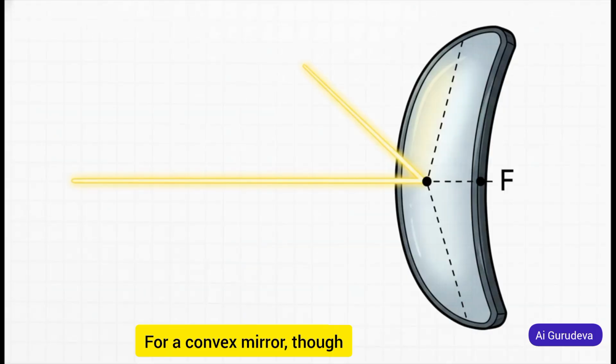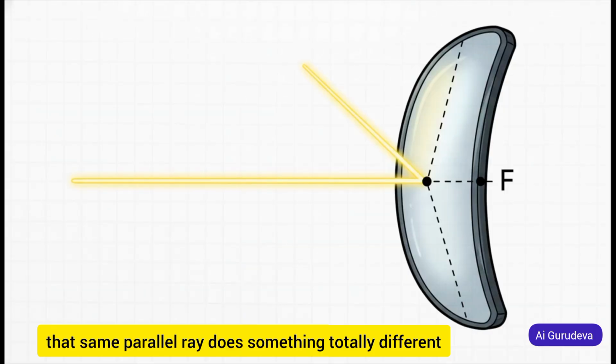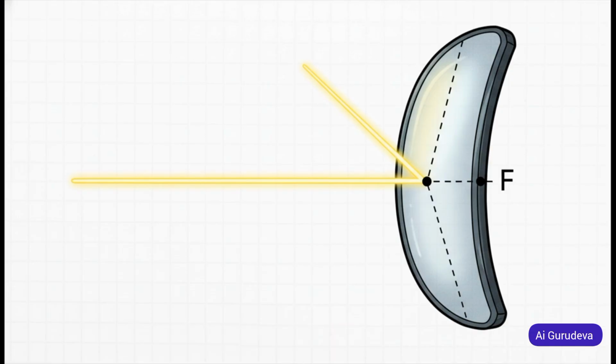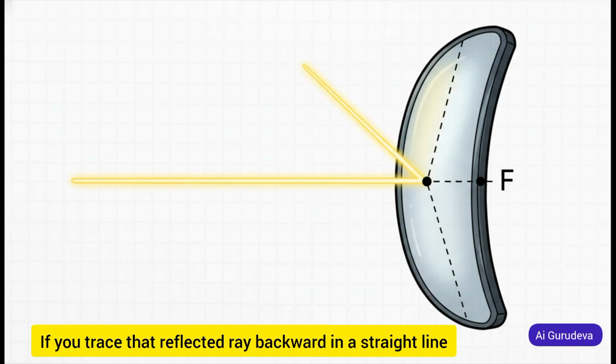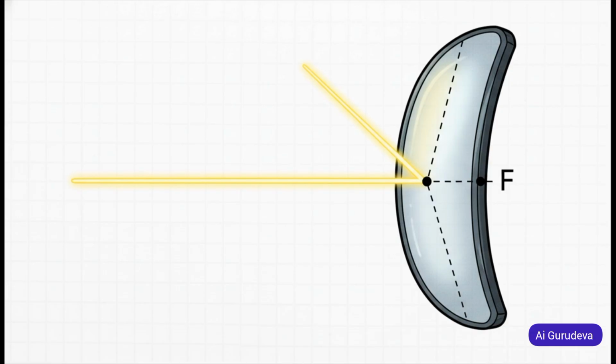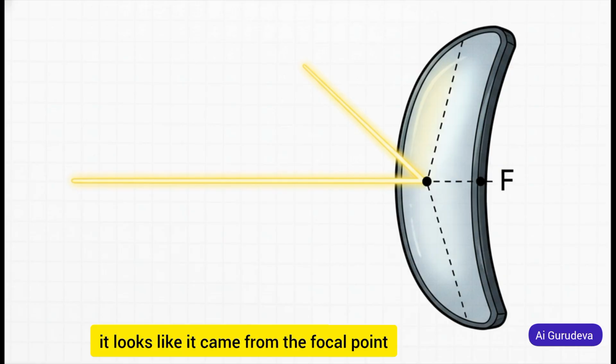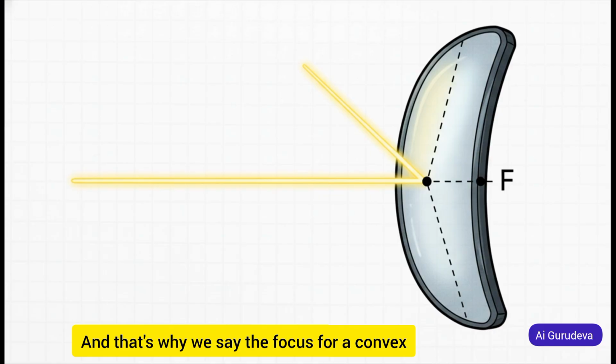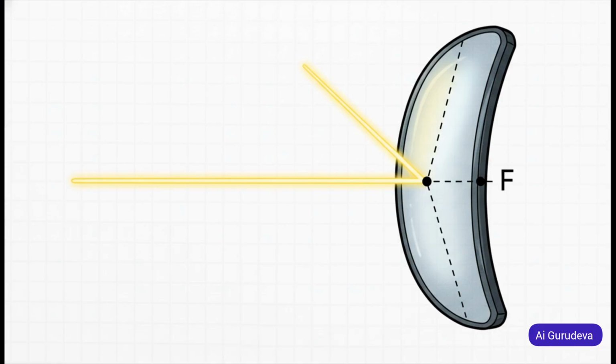For a convex mirror, though, that same parallel ray does something totally different. It hits the surface and bounces outward, scattering or diverging away. But here's the trick. If you trace that reflected ray backward in a straight line, it looks like it came from the focal point that's behind the mirror. And that's why we say the focus for a convex mirror is virtual.